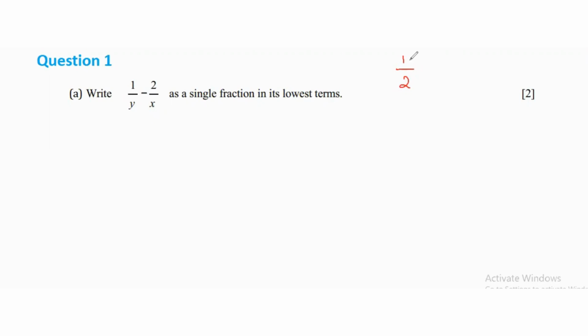1 over 2 is a fraction where 1 represents the numerator and 2 represents the denominator. So whatever number is at the top of the line is the numerator and the one at the bottom will be the denominator.